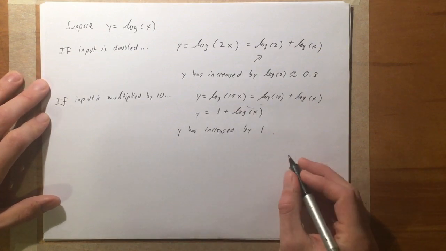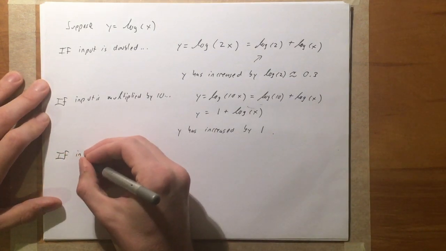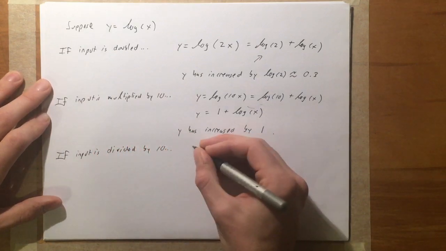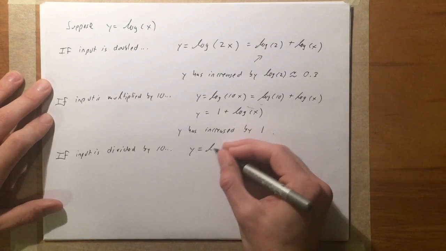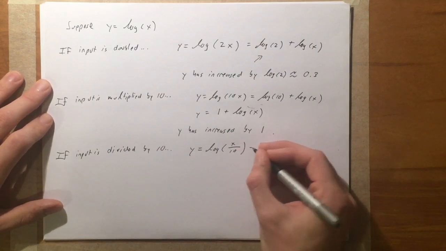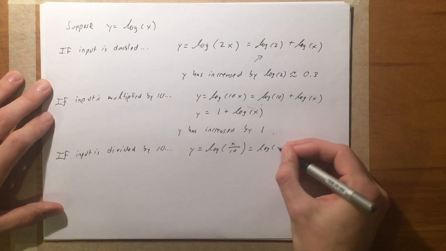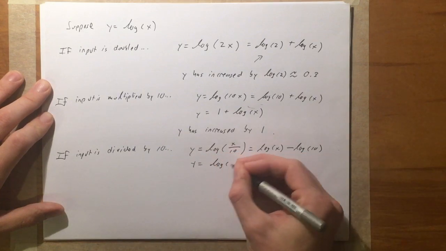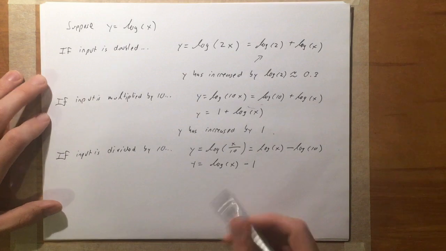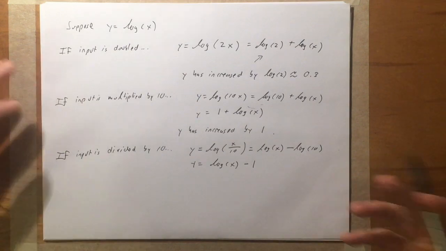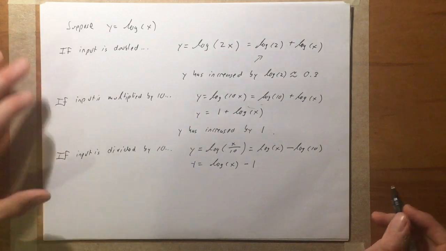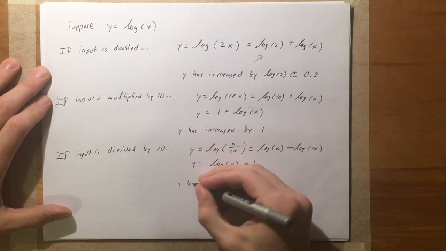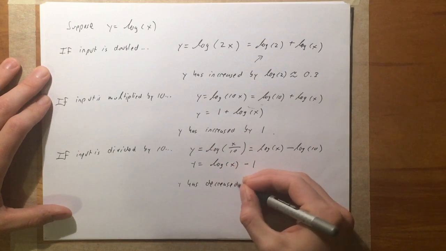Okay. Let's flip that around. If input is divided by 10, then what happens is we'll have y equals log of x divided by 10. And now we can write that as log of x minus log of 10, which is like saying you've got your log of x minus 1. So if multiplying by 10 increases the value by 1, and that's because this is common log, right? So log base 10. Then dividing by 10 is going to subtract 1 from the value, okay? So y has decreased by 1.